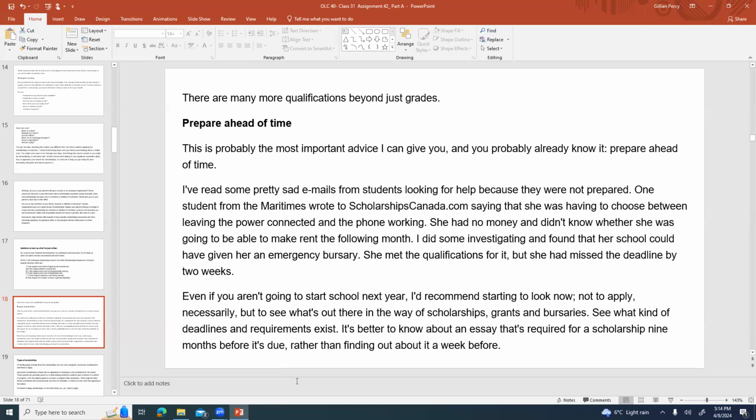Even if you aren't going to start school next year, I would recommend starting to look now, not to apply necessarily, but just to see what's out there in the way of scholarships, grants, and bursaries. See what kind of deadlines and requirements exist. It's better to know about an essay that's required for a scholarship 9 months before it's due, rather than finding out about it a week before it's due.